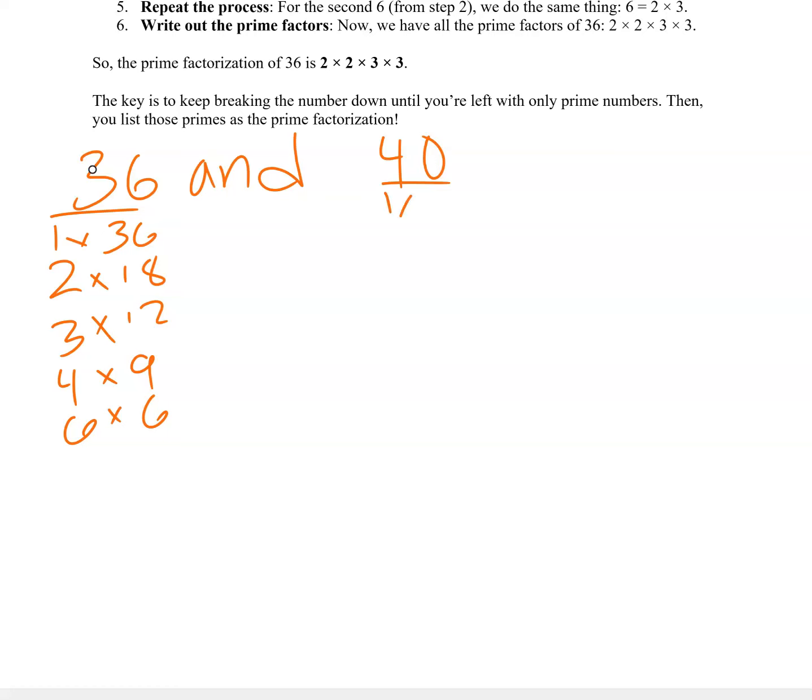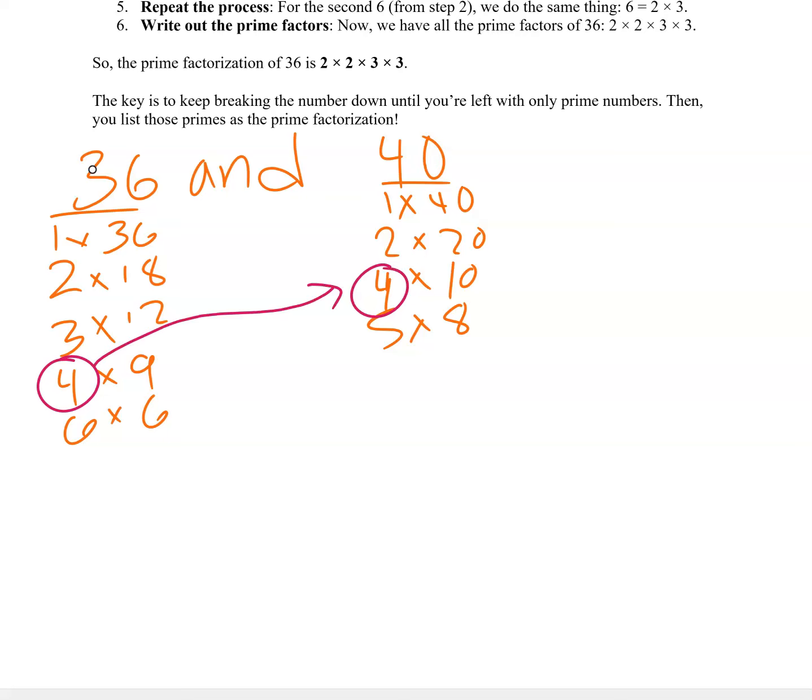Let's try for 40. So you have 1 times 40. Then you have 2 times 20. 4 times 10. And 5 times 8. So normally we would do all of this and then end up with the greatest common factor, which in this case is 4, right? So that's how we are used to doing GCF.